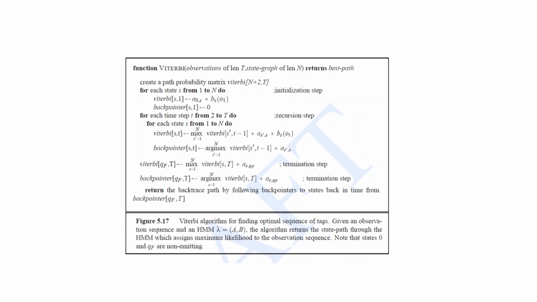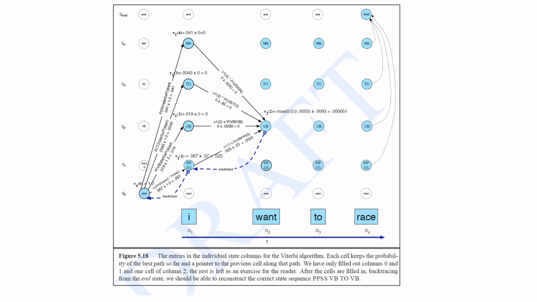In our example we have 4 states, and for each of these states we calculate the Viterbi value. So this is an example. The Viterbi value at time 1 for the state PPSS is equal to the transition probability from the start state to this state, multiplied by the emission probability of I in this state. So what is the transition probability from the start state to PPSS?